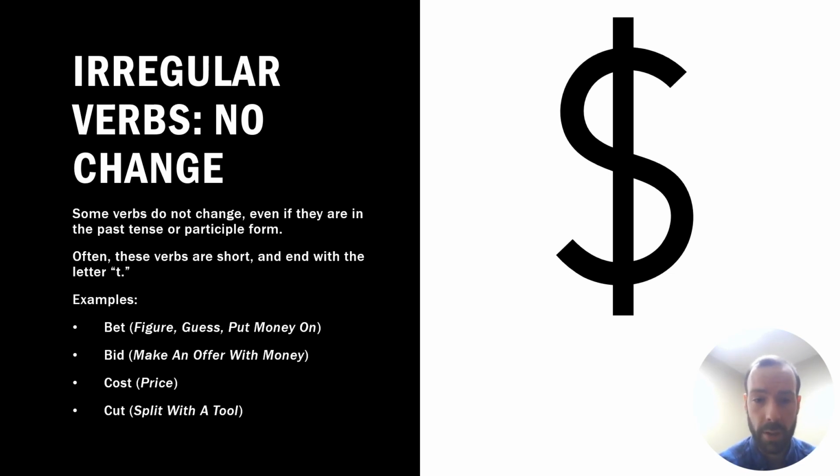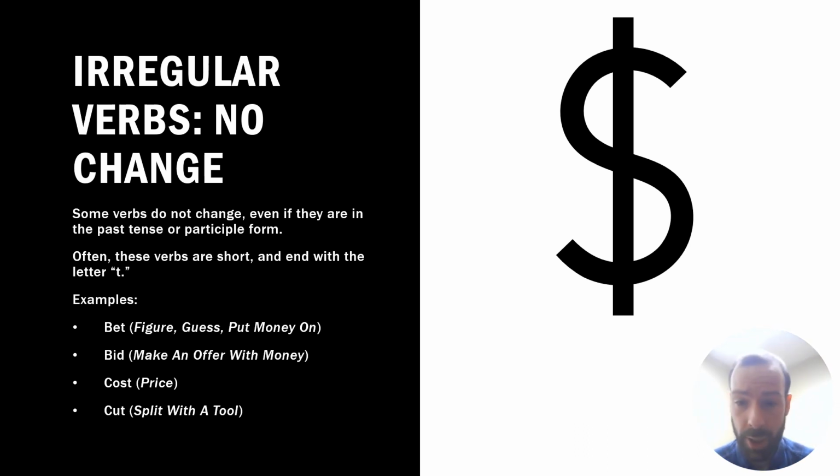A lot of these verbs are really short, one-syllable words, and a lot of them end with the letter T. I don't know why, that's just a pattern I noticed. Let's look at some examples. Let's start with the word bet, which is to figure, to guess, to wager money on. I bet that you're going to have a great day tomorrow.